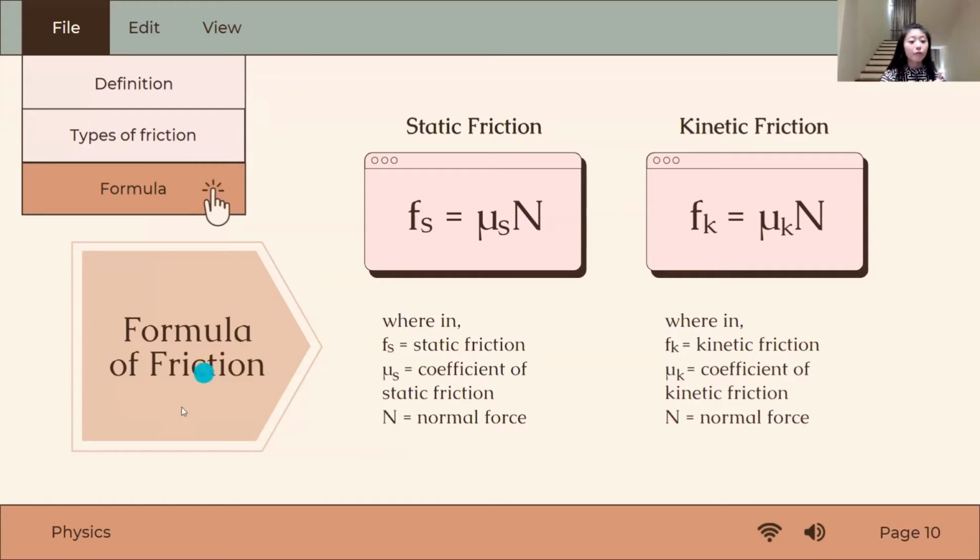Formula of friction. We have static friction and kinetic friction. For static friction, it is denoted by Fs equals μs times n, wherein Fs equals static friction, μs is the coefficient of static friction, and n is the normal force. For kinetic friction, it is denoted by Fk equals μk times n, wherein Fk is the kinetic friction, μk is the coefficient of kinetic friction, and n is the normal force between the surfaces.